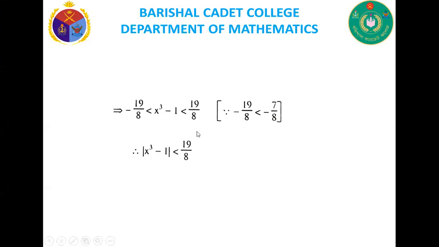So applying the property of the absolute value sign, that is, if minus alpha is less than x less than alpha, we can write modulus of x less than alpha. So finally we get modulus of x cube minus 1 less than 19 by 8.